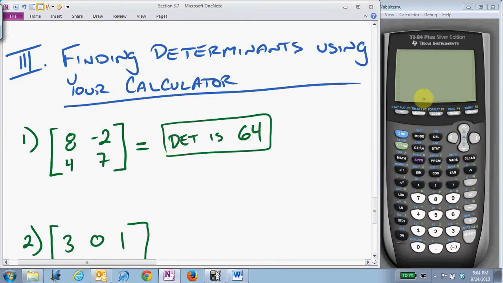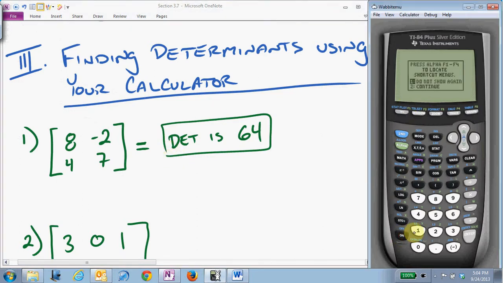So let's pull out our calculators and turn them on. We're going to want to get into the matrix screen. If you see the second button, three buttons below it is the x to the negative first power button, and above it in blue on my calculator, we see the word matrix. To access the matrix screen, I hit second, then x to the negative first power, and I'm now in the matrix screen.